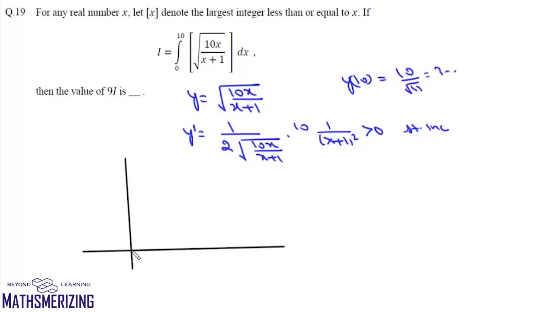So if we draw this graph, it will be some increasing function from 0 to 10. Now at 10, this value is 3 point something. Now we know for transformation of the greatest integer function of x, we have to draw horizontal lines at integer points. So we have integer points at 1, at 2, and at 3. So this is 1, 2, and 3. Now first we'll find these points of intersection.